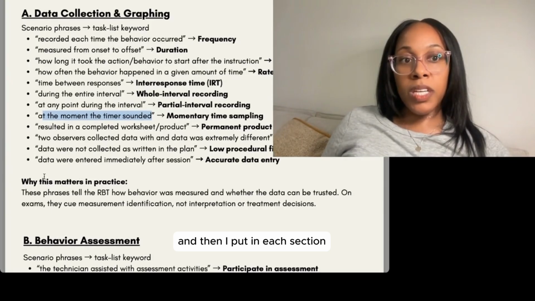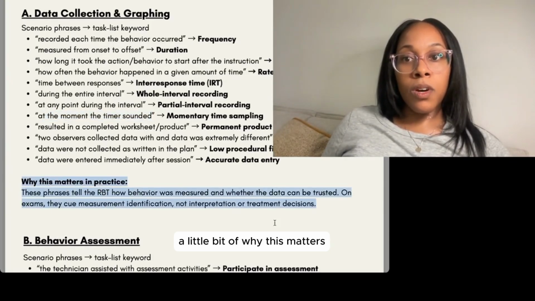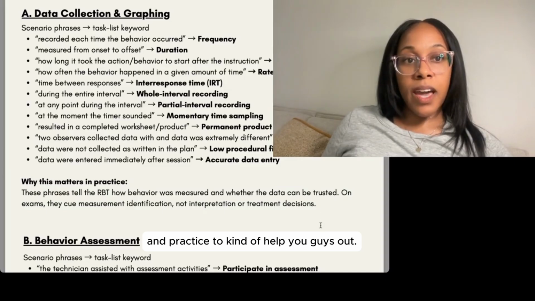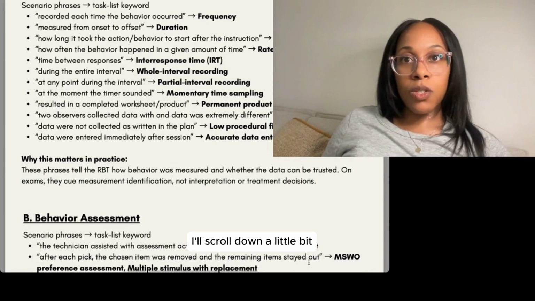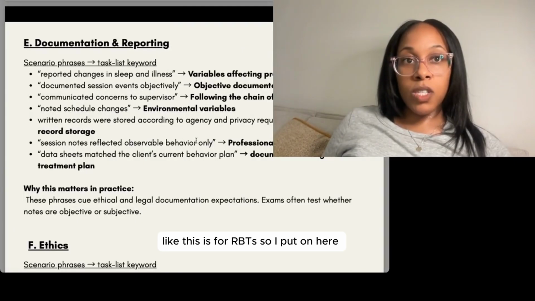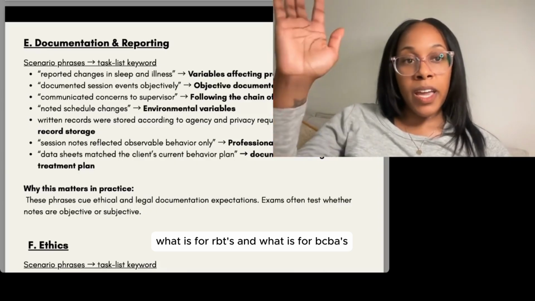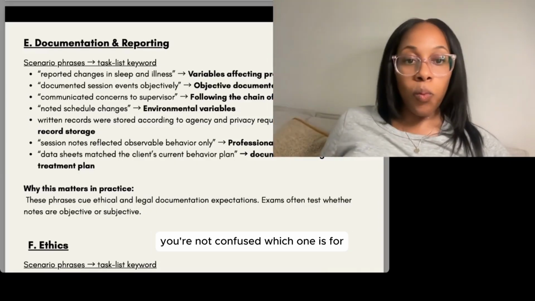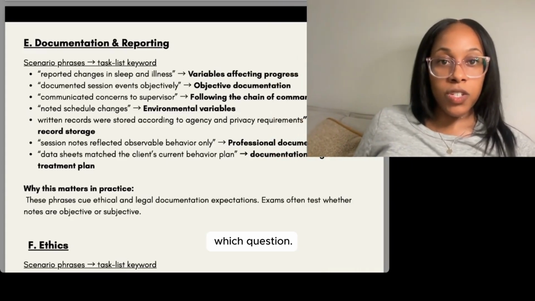And then I put in each section a little bit of why this matters and practice to help you guys out. But I'll scroll down a little bit. Documentation and reporting, like this is for RBT. So I put on here at the very top what is for RBTs and what is for BCBAs, so when you have the whole document, you're not confused which one is for which question.